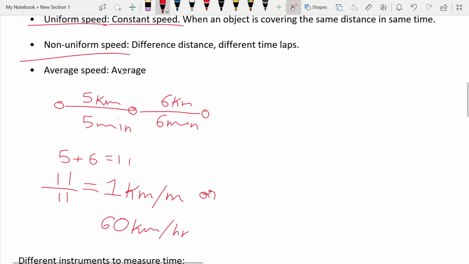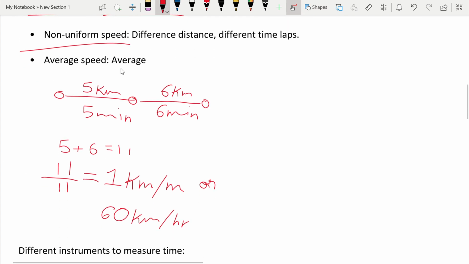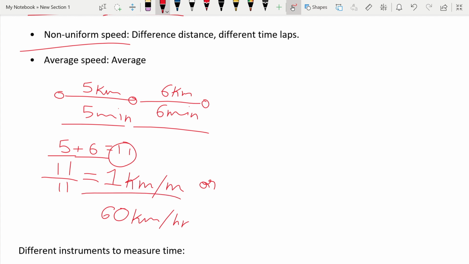Average speed. Average speed is basically when you have two journeys, where the speed of one can be 5 kilometers per 5 minutes, and the other can be 6 kilometers per 6 minutes. Now, how do we get the average? 5 plus 6 is equal to 11. And then you add the 5 plus 6 on the bottom, which is also equal to 11. Then you divide, 11 by 11, which is equal to 1 kilometer per minute or 60 kilometer per hour.